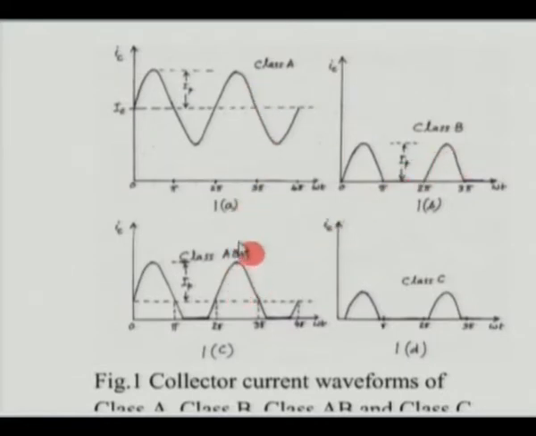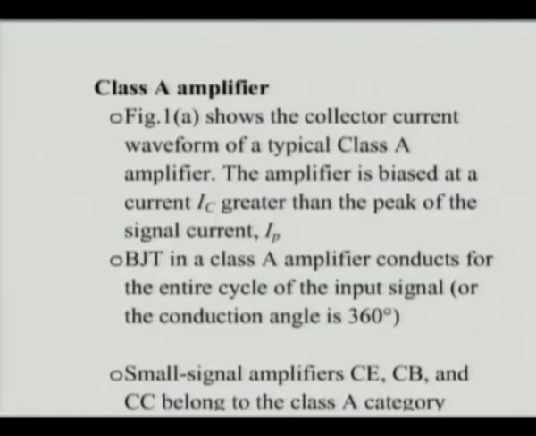Now class AB is something which is in between class A and class B. We said class B, the conduction angle is 180 degrees, and in a class A it is essentially 360 degrees. Now class AB is a case where the conduction angle is greater than 180 degrees, but less than 360 degrees. So it is slightly more than 180 degrees, and we will see why. So let us look at these in some detail.